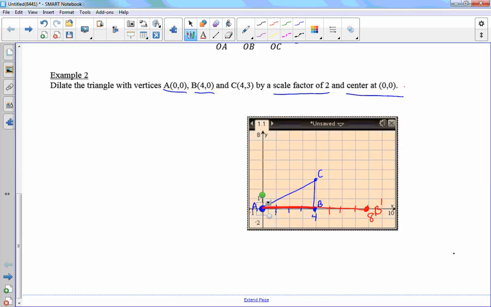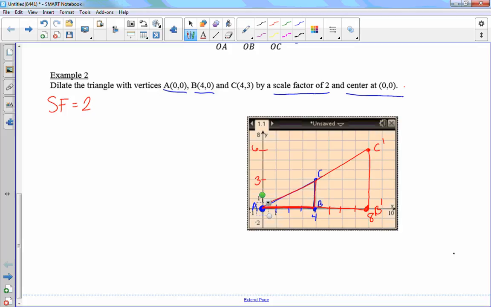A little apostrophe or tick mark is B prime. That's our new B. Now B to C was originally a length of 3. So we're going to go straight up to 6. 4, 5, 6. And that will be C prime. And we connect A to C prime to B prime, we have our new dilated triangle with a scale factor of 2. So SF was 2, scale factor was 2.